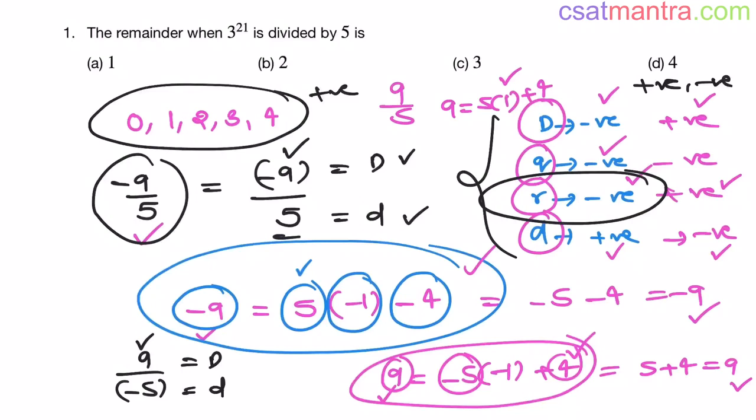Nothing wrong with it. So what are the possible negative remainders when a number is divided by 5? Minus 1 you can have, minus 2, minus 3, minus 4. Okay, just like the positive remainders. 0 cannot be negative or positive. Okay, there is only one 0.